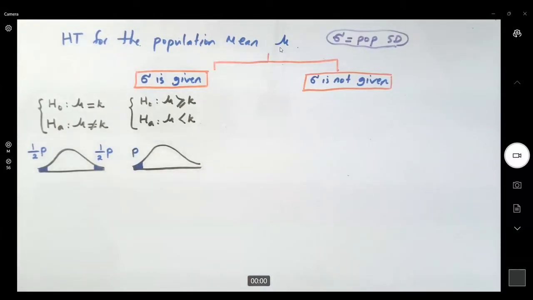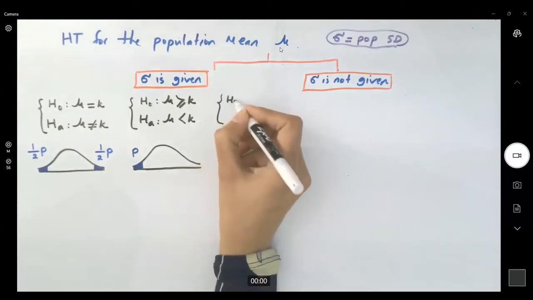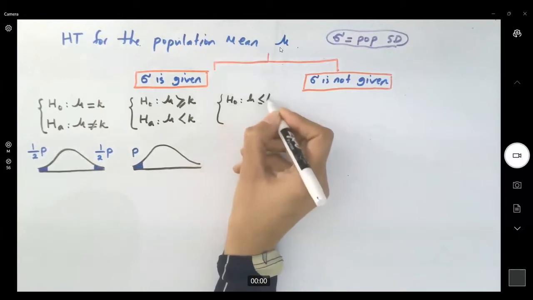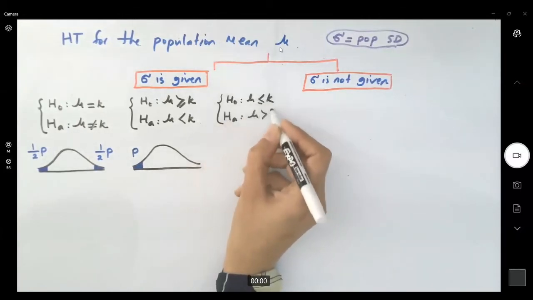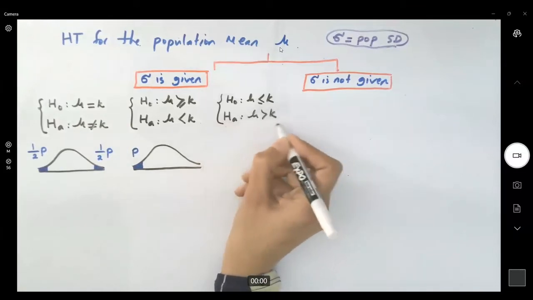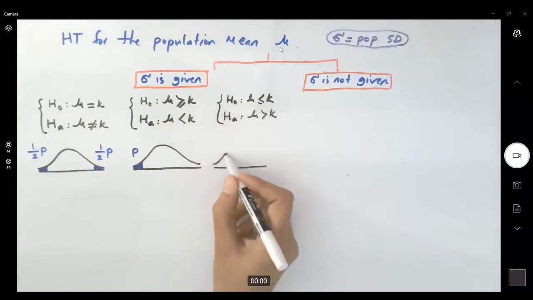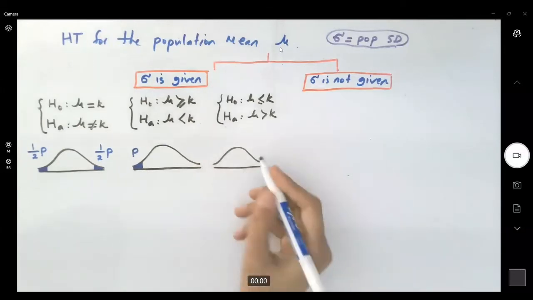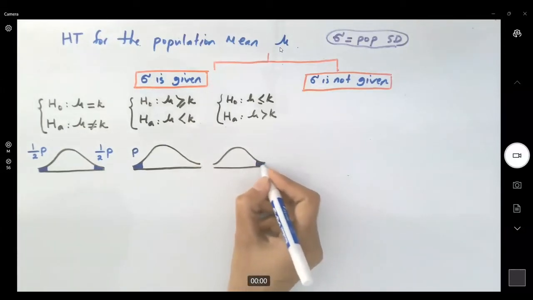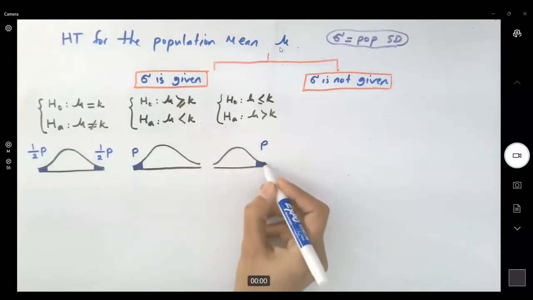And finally, if your null hypothesis says mu is less than or equal to k, its complement says mu is larger than k. Mu larger than k means that you have a right-tailed graph. The p-value, or the probability, is on the right-hand side.